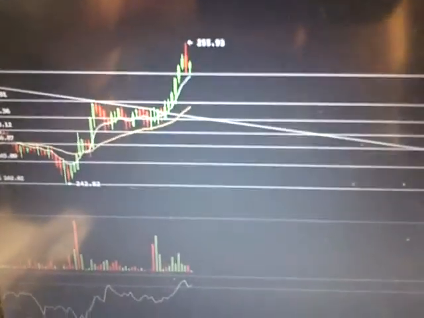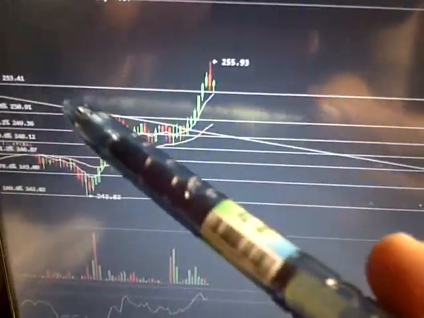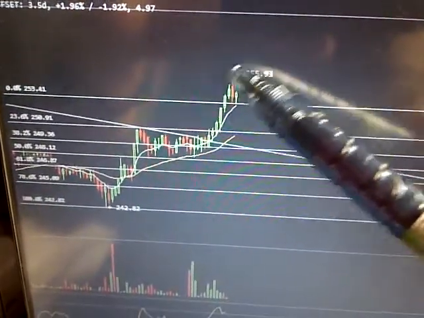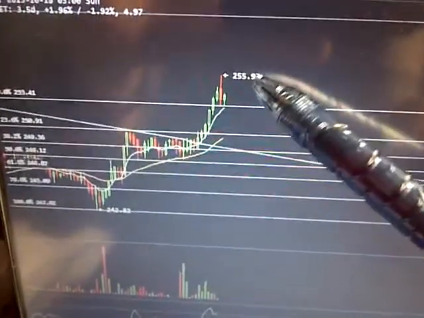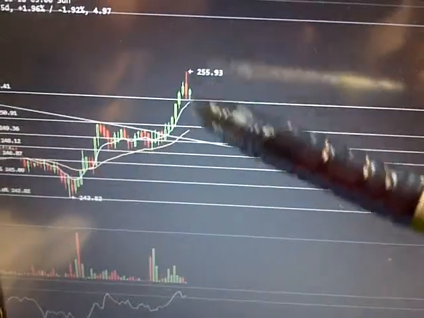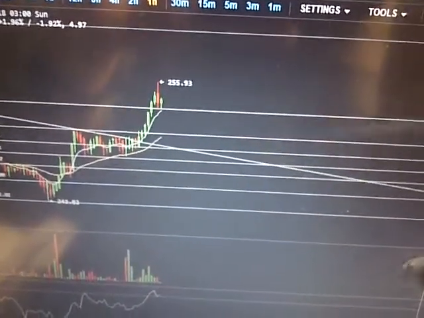I just kind of left it as is. This is the line from previous. I took out the channels because I think it broke above the channel. Anyways, I just took it out to make it simpler to look at without all the lines and everything.